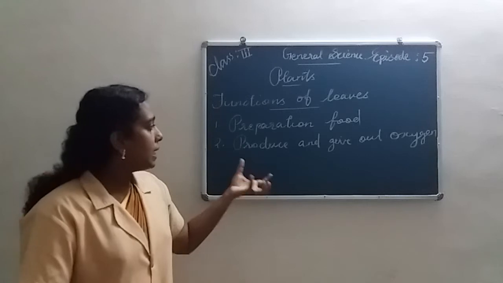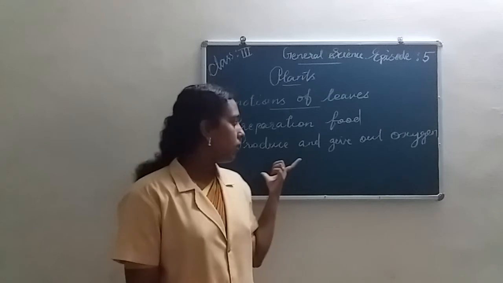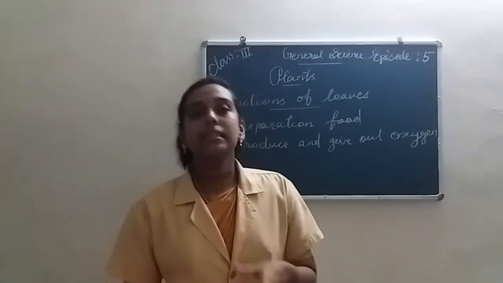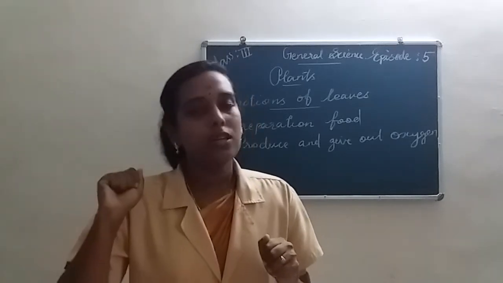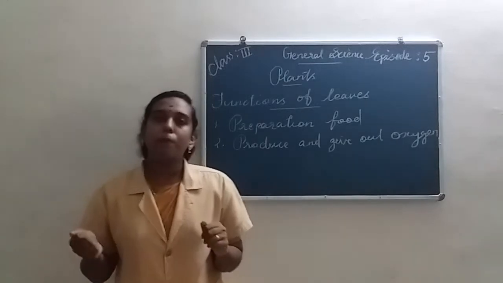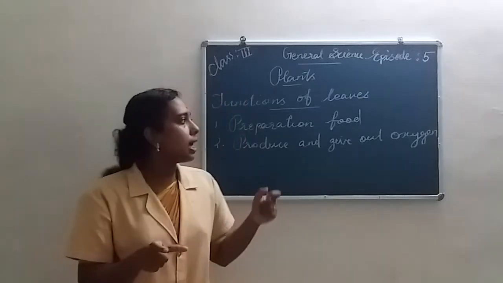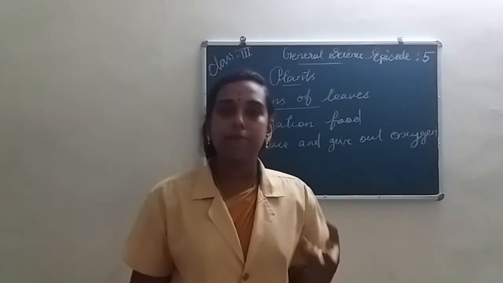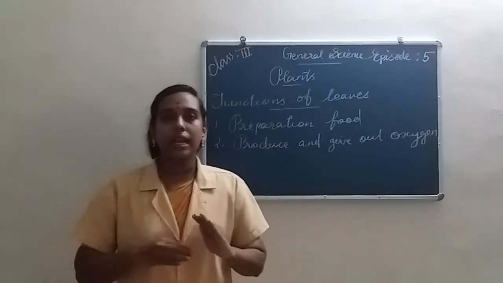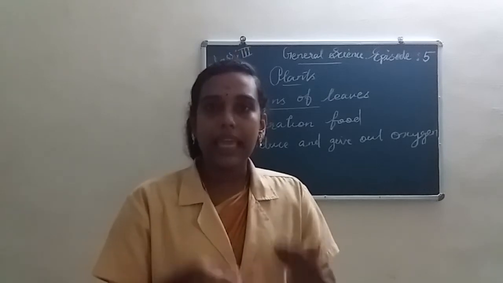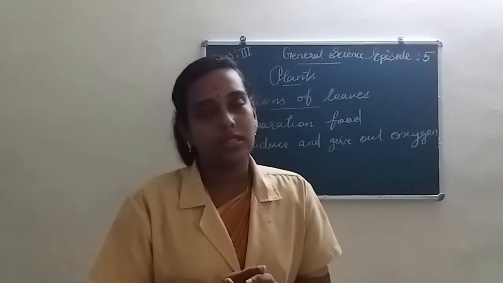And the leaves take in carbon dioxide through stomata. We already know, what do you mean by stomata? Stomata are the tiny pores or openings present on the lower side of the leaf. And the stomata help in the exchange of gases. That means stomata take in carbon dioxide during photosynthesis and give out oxygen at the end of photosynthesis.